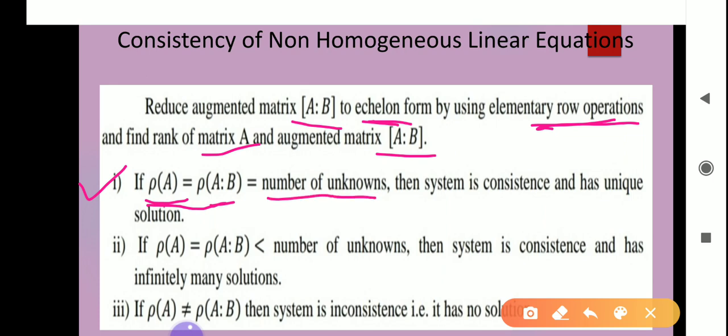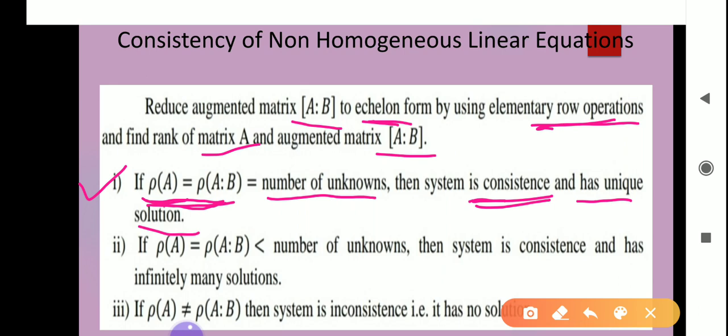Which are the number of unknowns? x1, x2, xn. Suppose you are given 3 equations in 3 unknowns x1, x2, x3, then the number of unknowns will be 3. Suppose rank of A is also 3, rank of AB is also 3, and the number of unknowns is also 3. Then the system is consistent. Why is the system consistent? Because the rank is the same, rank of A is equal to rank of AB. So the system is consistent and has a unique solution.